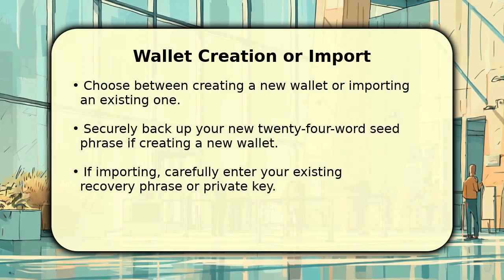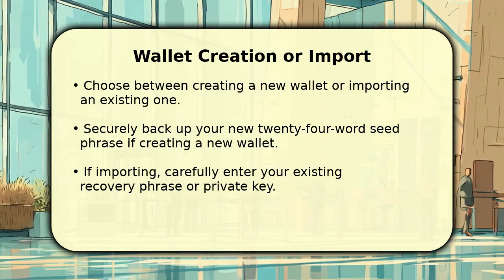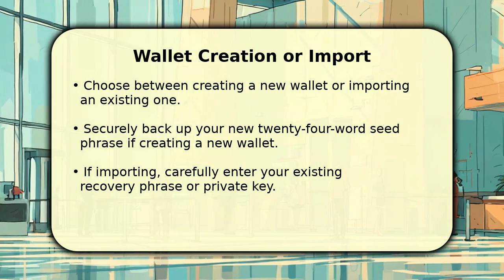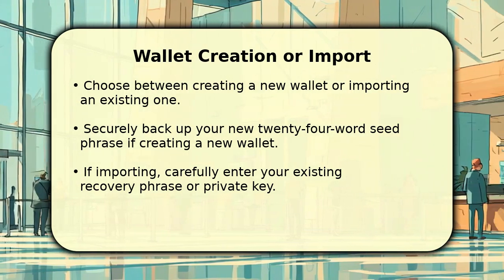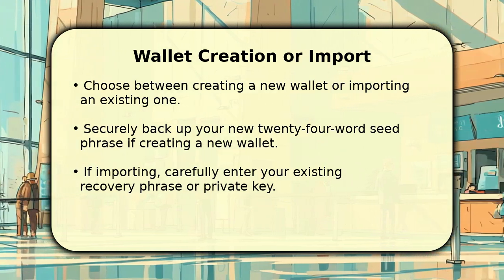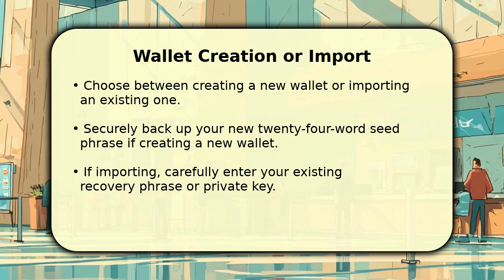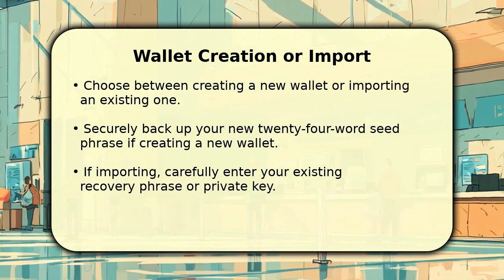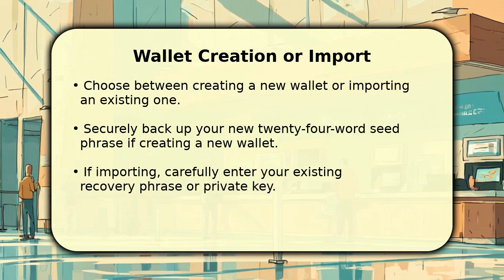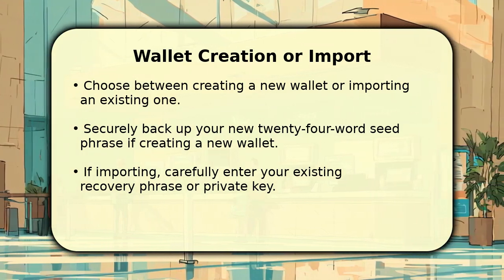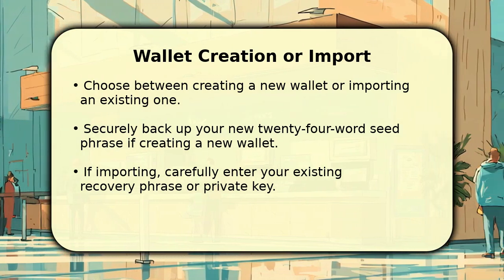Now, you will either create a completely new wallet or import an existing one. If you are creating a new one, immediately write down your 24-word seed phrase on paper and store it securely offline. This phrase is your only way to recover funds if something goes wrong. If you are importing, meticulously enter your previously generated recovery phrase or private key, double-checking each character to avoid errors and ensure full access to your funds.